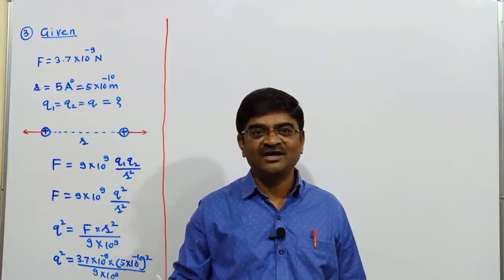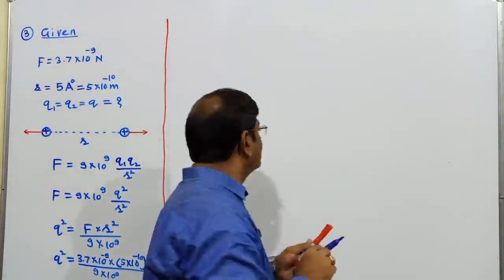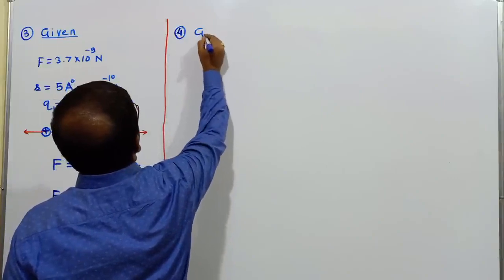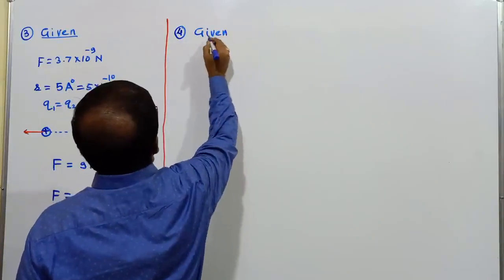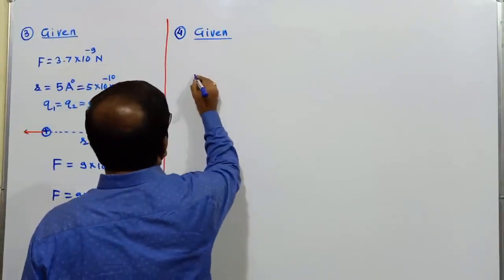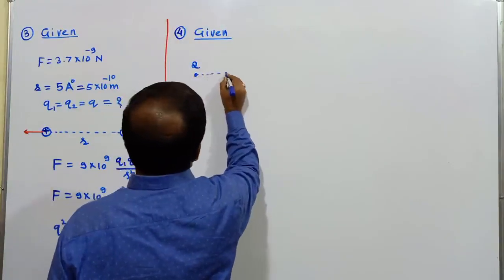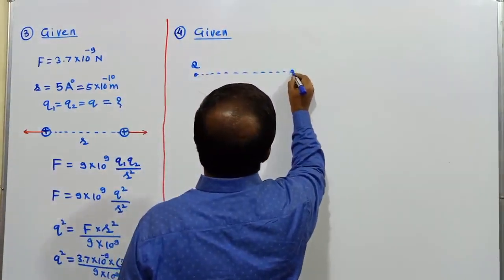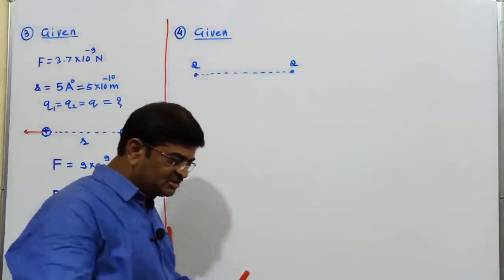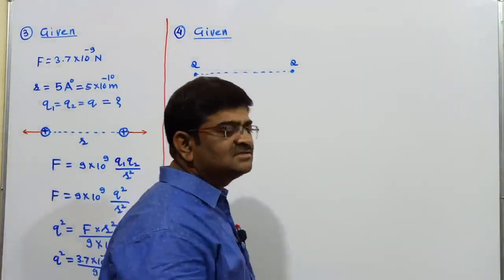So let's go ahead, then. Very important, conceptual, I'll just make you understand first. Okay, see here. Very interesting problem. What is given there? There are two charges. One is Q and another is also Q. These two charges are separated by distance small r.